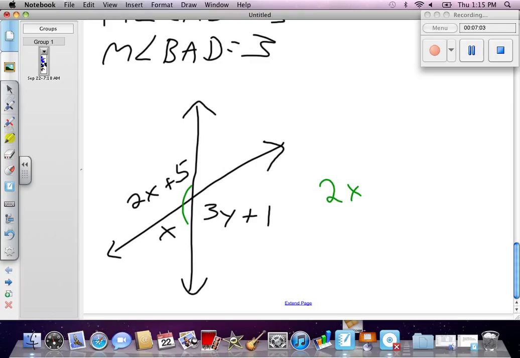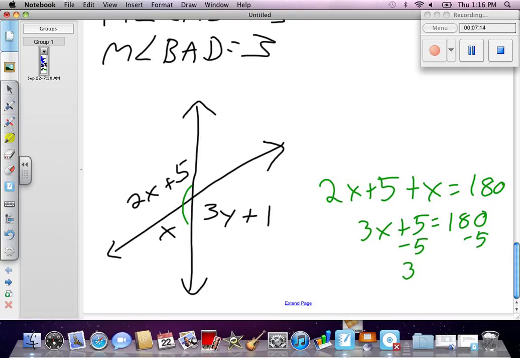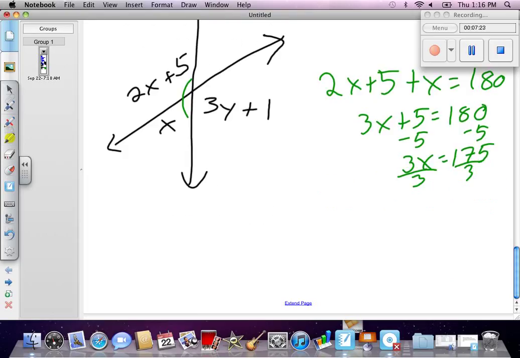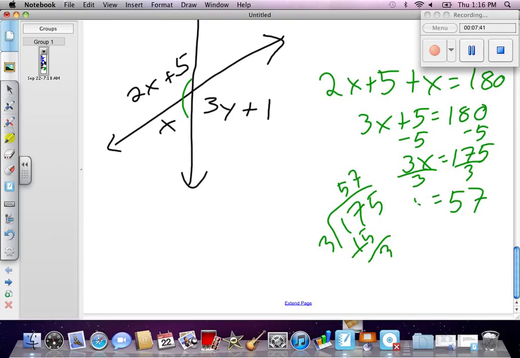Okay, so we get 2x plus 5 plus x equals 180. So 3x plus 5 equals 180. We subtract 5 from both sides. We get 3x equals 175. Divide both sides by 3. 3 goes into 17 5 times with 2 left over. 3 goes into 25. I can't do it in my head. 58.3. There we go. So x equals 58. How am I going to find y now?